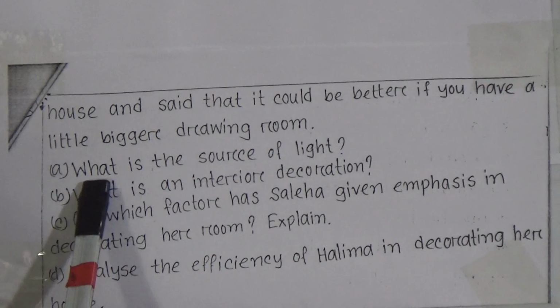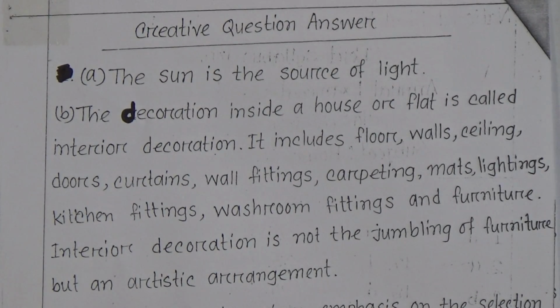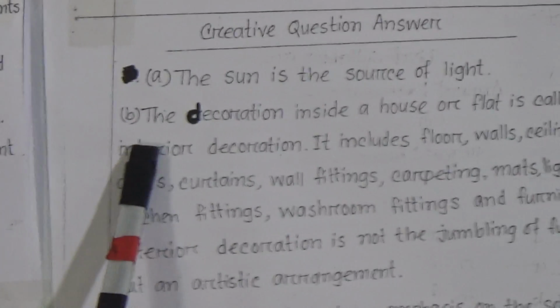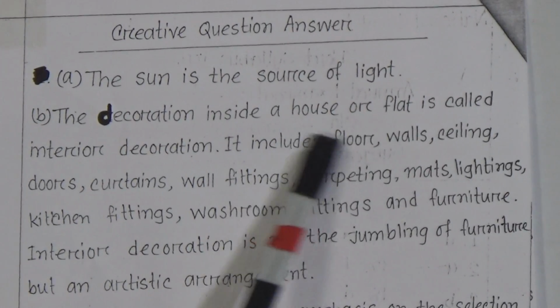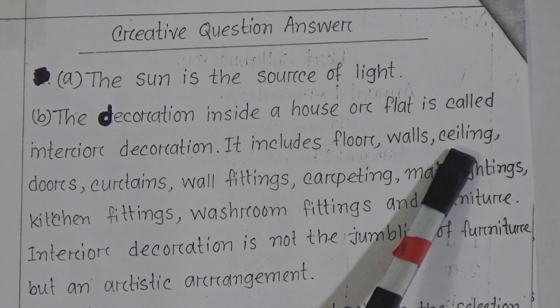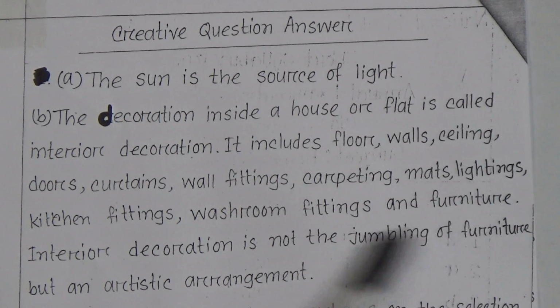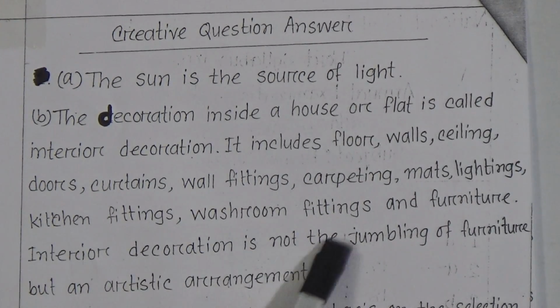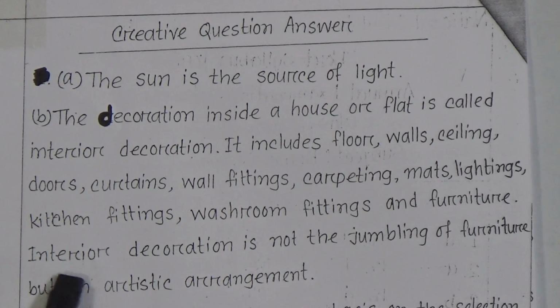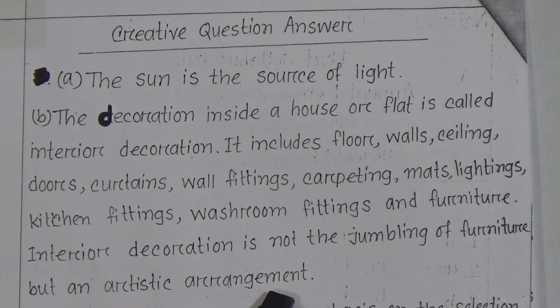At first, the first question, what is the source of light? The answer is the sun is the source of light. Now number B, what is an interior decoration? The answer: the decoration inside a house or flat is called interior decoration. It includes floor, walls, ceiling, doors, curtains, wall fittings, carpeting, mats, the lightings, kitchen fittings, washroom fittings and furniture. Interior decoration is not the jumbling of furniture but an artistic arrangement.